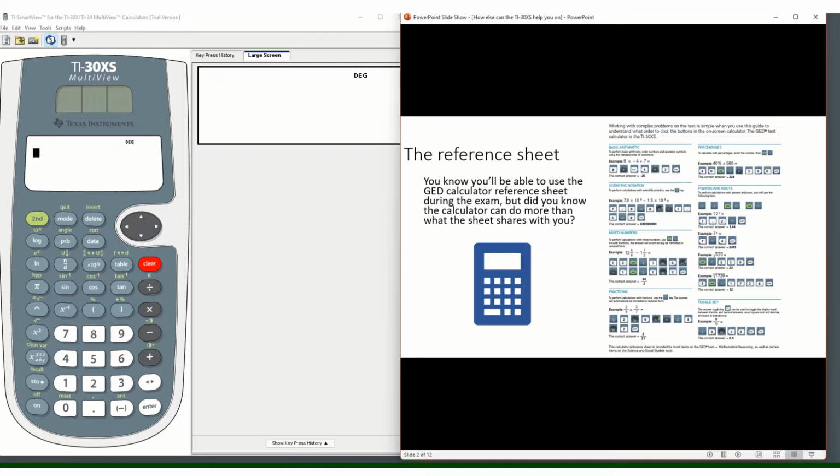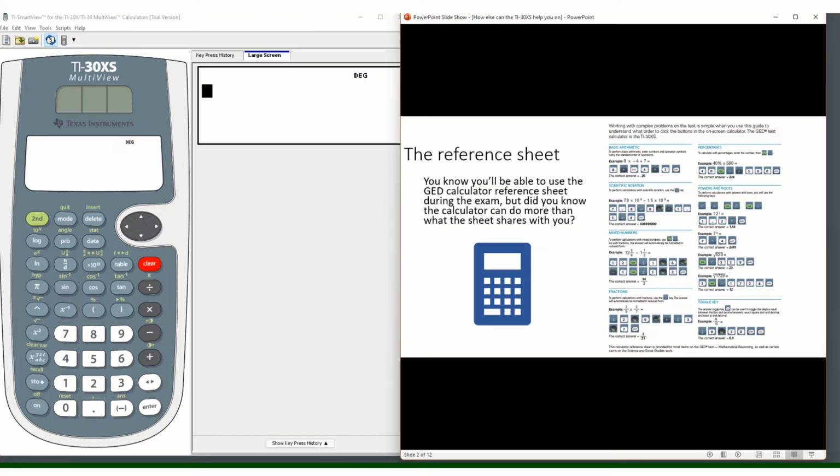This is one of those videos to teach you how to do one of these other functions with your TI-30XS. You have to remember that it's not going to be on the reference sheet, so if you want to use this tip, you need to make sure that you practice and you remember that this function is on your calculator.